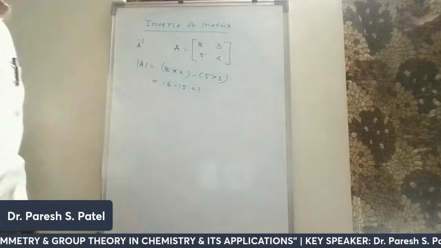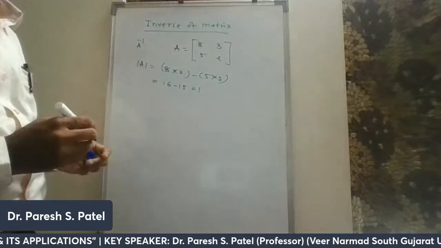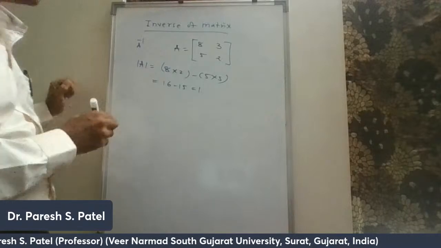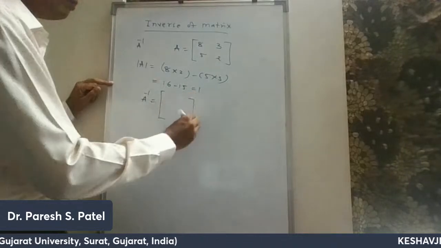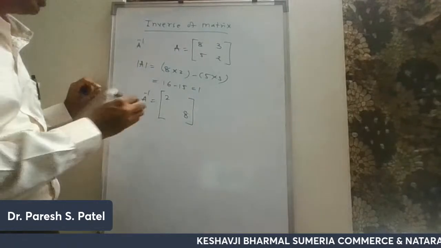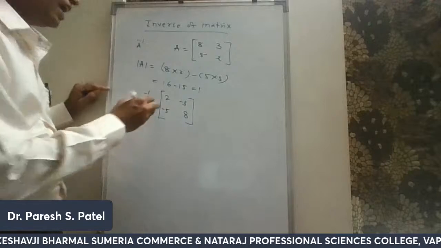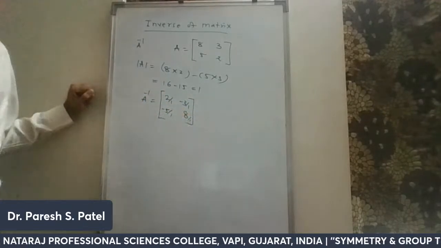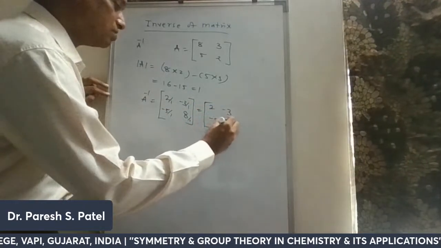Okay. Now, how to find out the inverse of this matrix? To find out the inverse for the two-dimensional matrix, first of all, we have to find out the determinant of this matrix and then change the position of diagonal elements. Third step, change the sign of other than diagonal elements. And last stage, divide each element of this matrix by the determinant of this matrix. Okay, so the inverse is equal to 2 minus 3 minus 5 8.